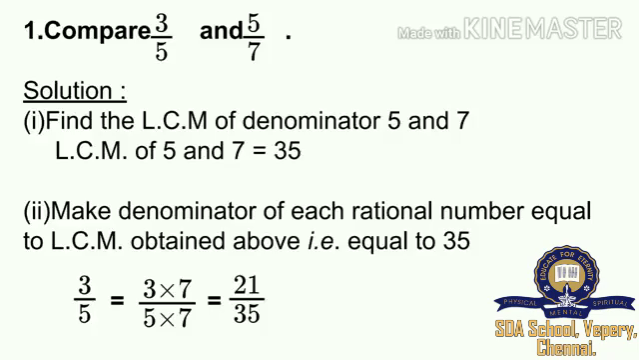3 divided by 5. How will you get the denominator as 35? If you multiply by 7, the denominator will be 35, right? So we are multiplying 7 on the numerator and the denominator. If we multiply by 7, what will be the numerator? 3 into 7, the answer will be 21. And the denominator, 5 into 7, the answer will be 35. We satisfy the LCM 35.